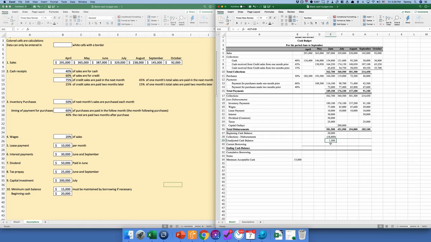All right. So I need to borrow enough to get me to $15,000. Okay, so let's figure out how much that is. I need to borrow 15 minus 1,200. So 13,800, right? And if I do borrow that, then my ending cash balance is going to be acceptable. All right, so far so good.